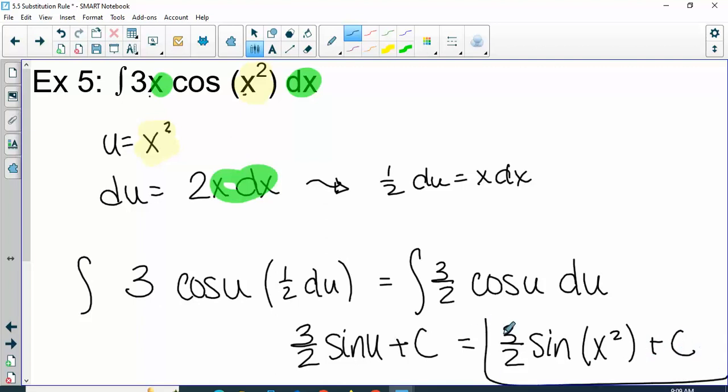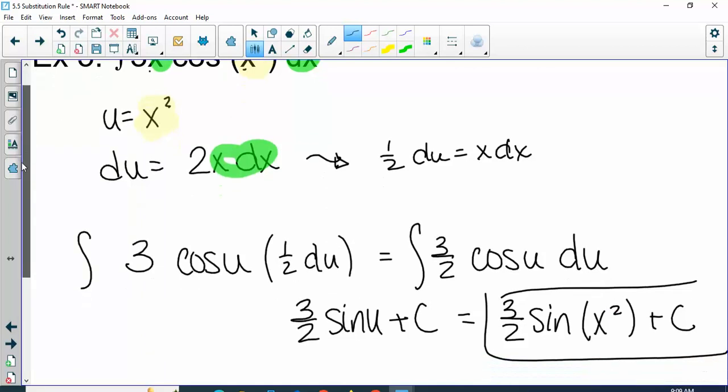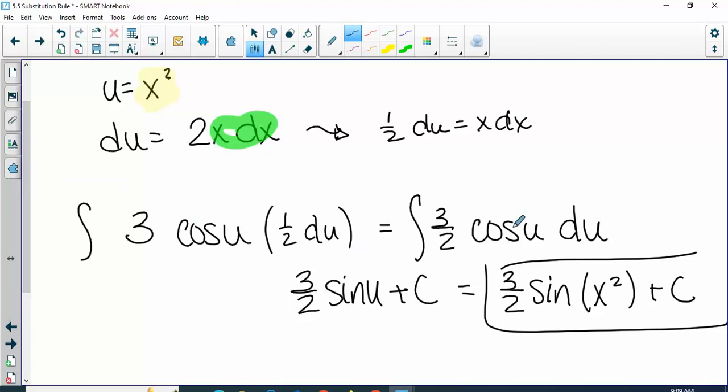How would you know if you did these problems correctly? Do the derivative and see if you get back to your original. So the du drops. When you do an antiderivative, the integral and the du are together. So when one goes away, they both go away.